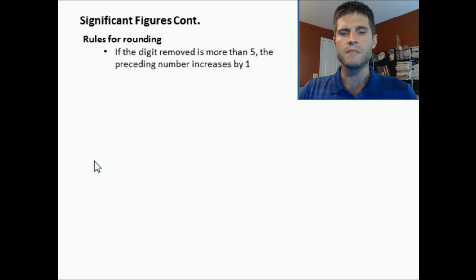If the digit being removed is greater than 5, then the preceding number increases by 1. This is traditional rounding rules. You've been rounding like this ever since you were in middle school. So let's look at an example.